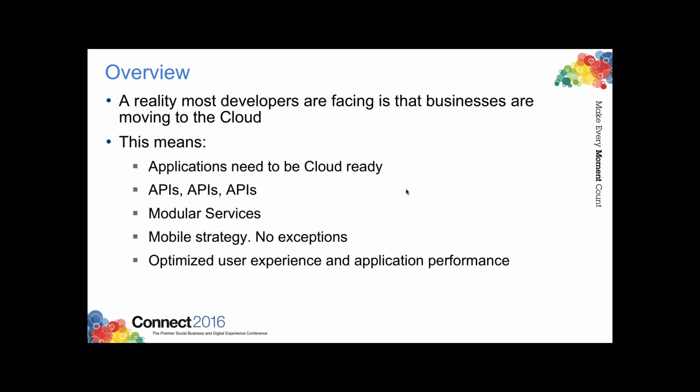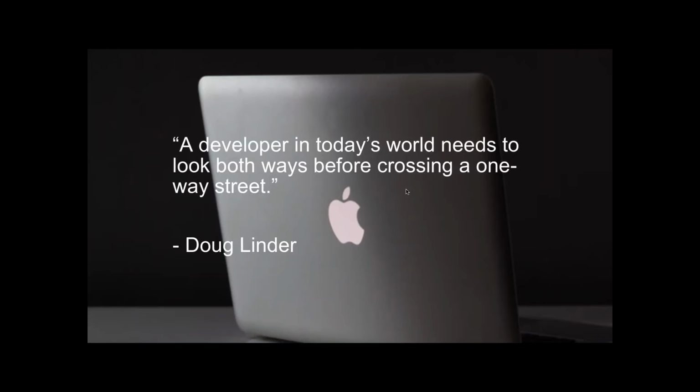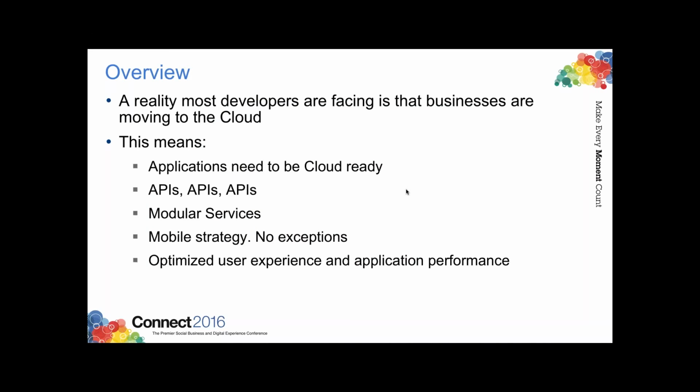And coming back to the quote that I had over here, a developer in today's world needs to look both ways before crossing a one-way street. I think that's the message that I wanted to give to everyone, is that even though you're developing for something now, you need to consider where it's going to go, and you need to look both ways and create an expectation now already, because times are changing. All right, so that's my vent for the day. We can now move on with the rest of the presentation.